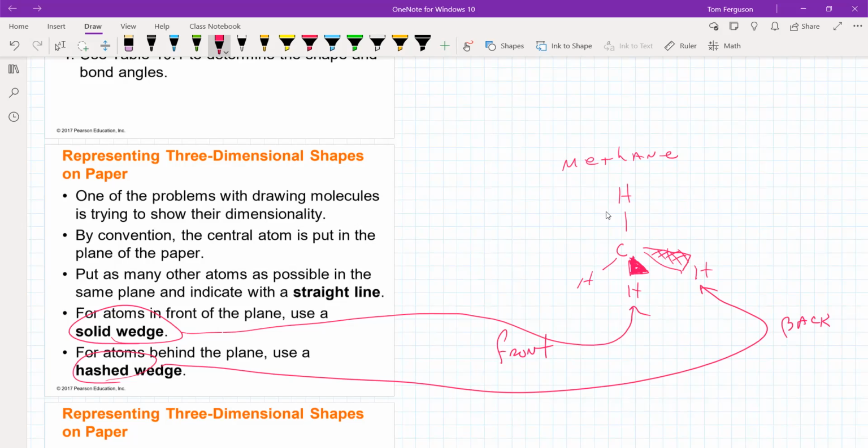This is very common. That was your question a while back. This is commonly used. Depends on the publisher how they represent it. When you get into biochemical molecules, they tend to be very complex and very three-dimensional. So they use these a lot.